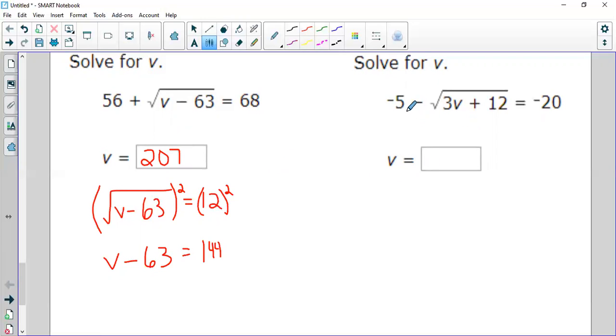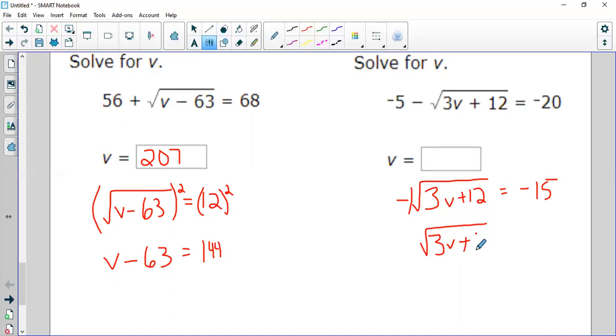And the last one, negative 5 minus square root of 3v plus 12 is equal to negative 20. So I'll start by getting rid of this negative 5 by adding 5 to both sides. That gives me the negative square root of 3v plus 12 is equal to, add 5 to this and get negative 15. I need to get rid of this negative by dividing by negative 1, because that's a negative 1 coefficient. So I divide by negative 1. I still have the square root of 3v plus 12, but now it's equal to positive 15.